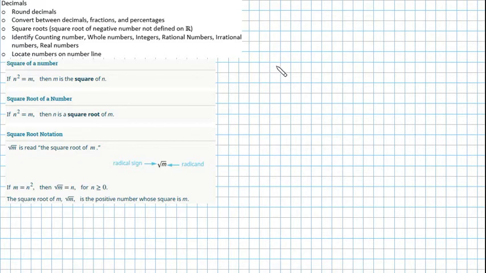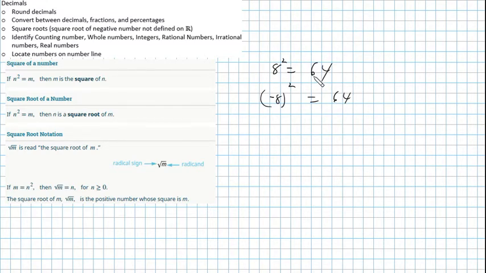We know that 8 squared is equal to 64. So we can say that 64 is the square of 8. We know that minus 8 squared is also equal to 64. So we can also say that 64 is the square of minus 8. There are other things that we can say here also. We can say that 8 is the square root of 64, and we can also say that minus 8 is a square root of 64.